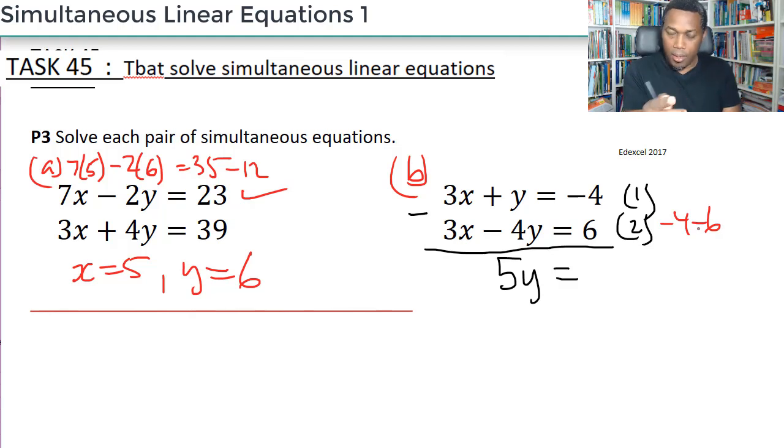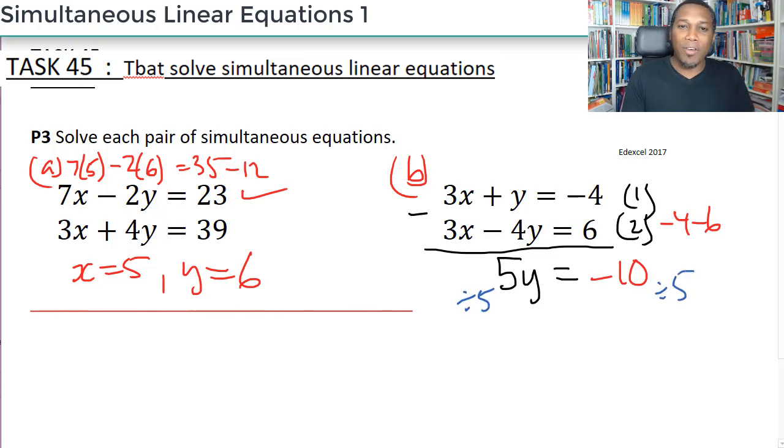Anytime you're thinking addition and subtraction with negative numbers, or at least one negative number involved, you're thinking about adding and subtracting on a number line. In this particular case, that will give me minus 10. So minus 4 minus 6 is minus 10. So 5y is minus 10. If we divide both sides by 5, I'm going to get that y is equal to minus 2. So y is equal to minus 2.